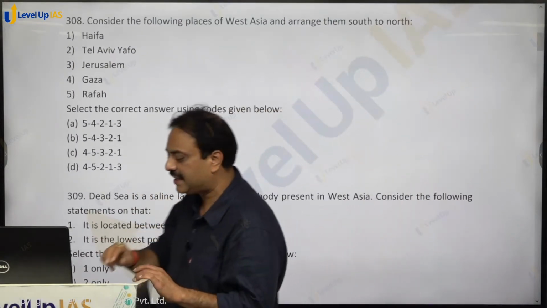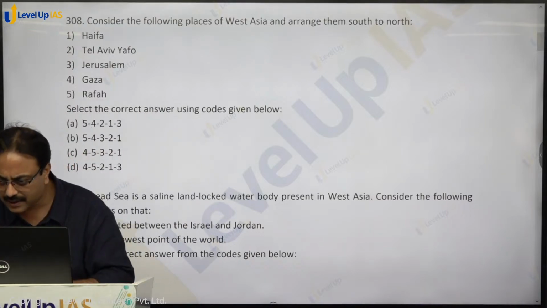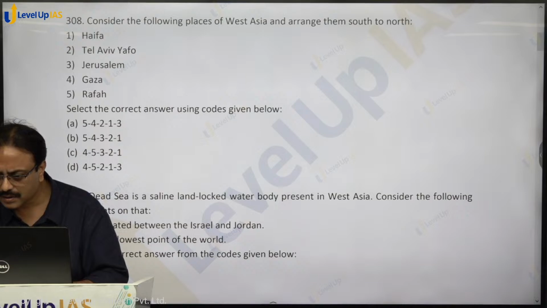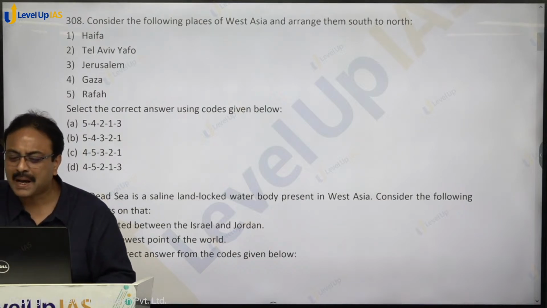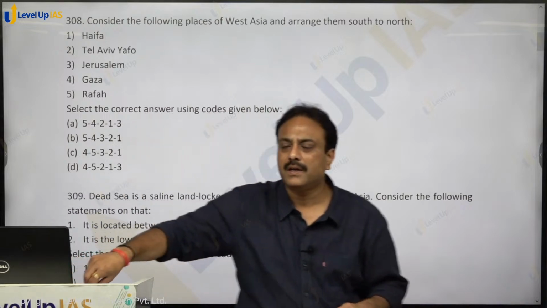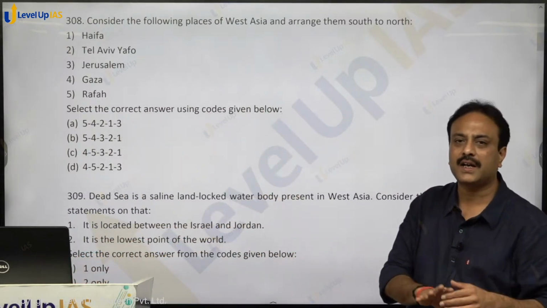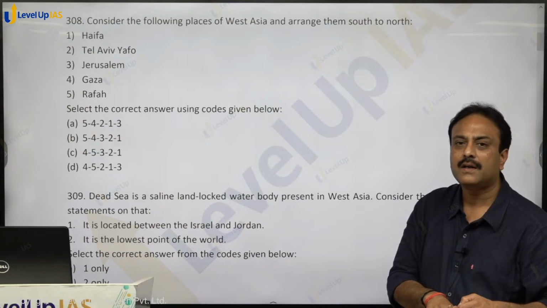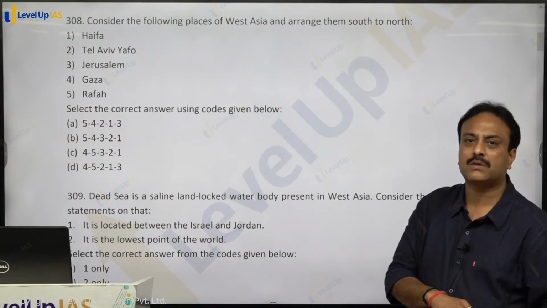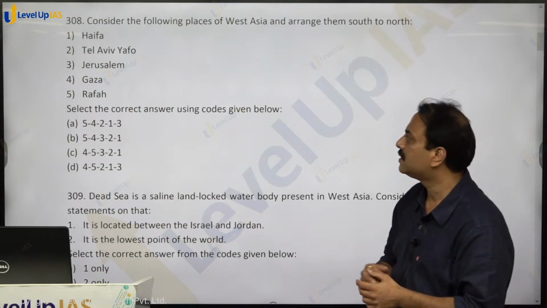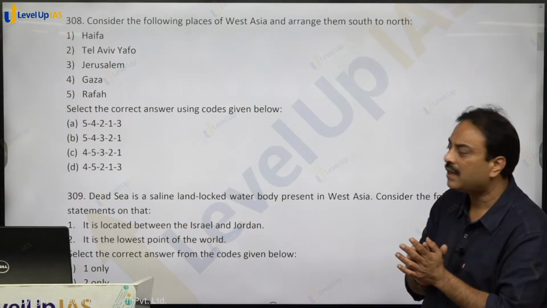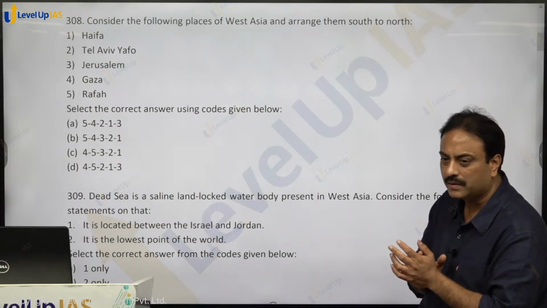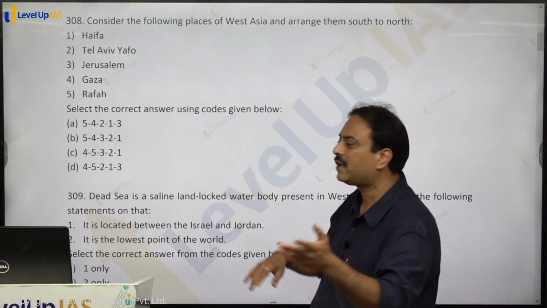Consider the following places of West Asia. Again, it is now the towns of Israel. West Bank, a border. What is the border of West Bank? These are the West Bank countries. 4 countries are there in West Bank. They are called Syria, Israel, Lebanon, Jordan, and sometimes Cyprus is also included. Consider the following places of West Asia and arrange them in order. Any order, south to north or north to south, you need to understand that.